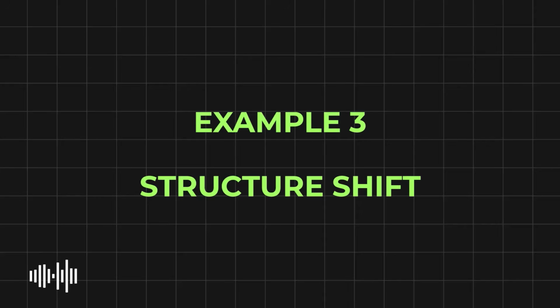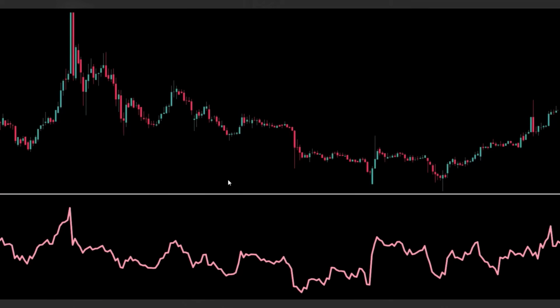Example number 3, structure shift. This chart shows a clear shift in momentum structure.